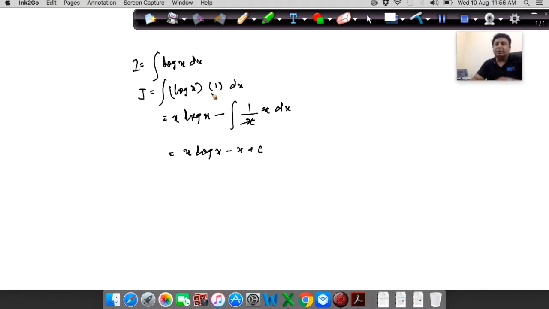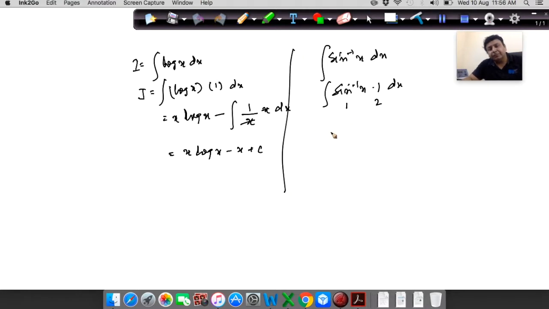So when a function comes alone, there is another example, like sin inverse x. Now see, there is nothing with it, only one function. You will write sin inverse x into 1, and then apply by parts, taking this as first and this as second. Okay, so what you'll get? You'll get sin inverse x as it is, following the formula, into integration of 1, which is x, minus differentiation of sin inverse x, which is 1 upon under root 1 minus x square, and x dx.